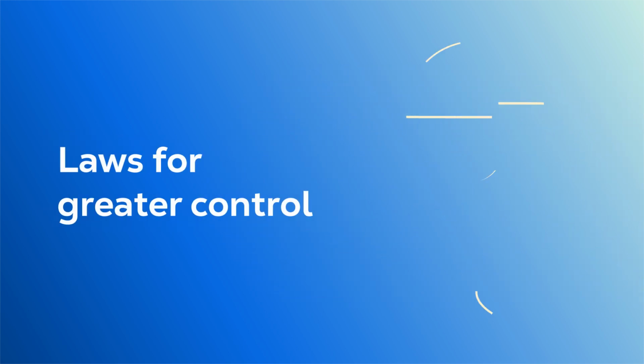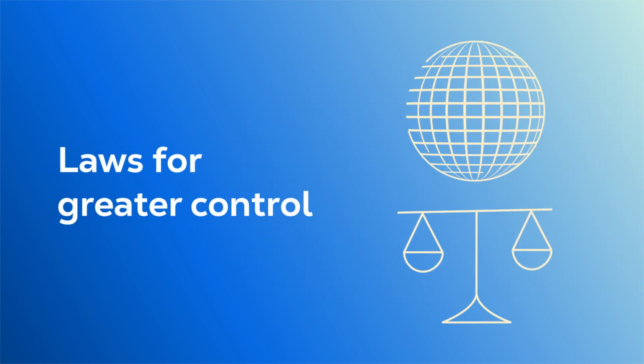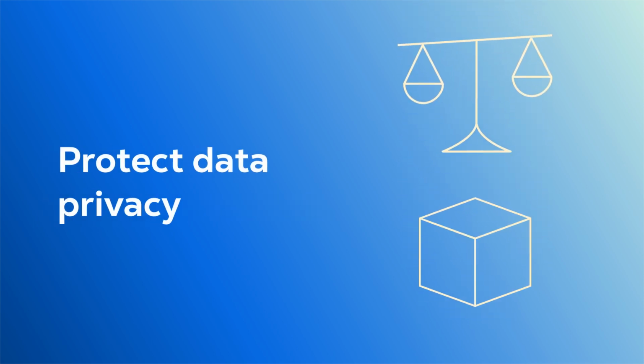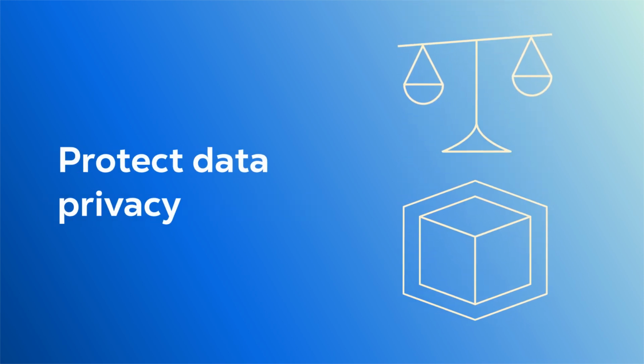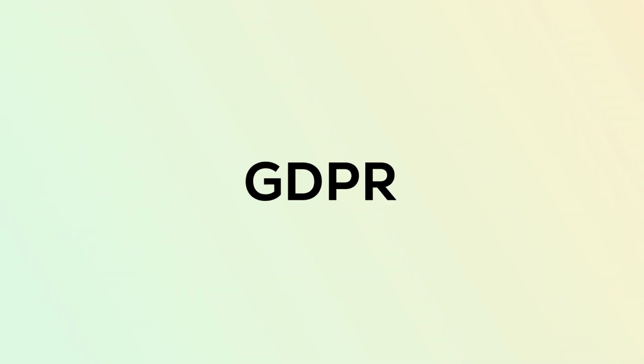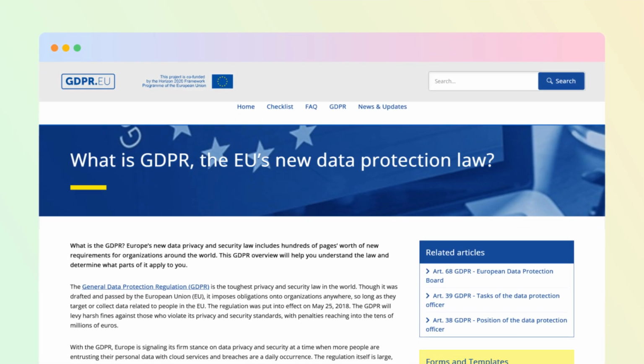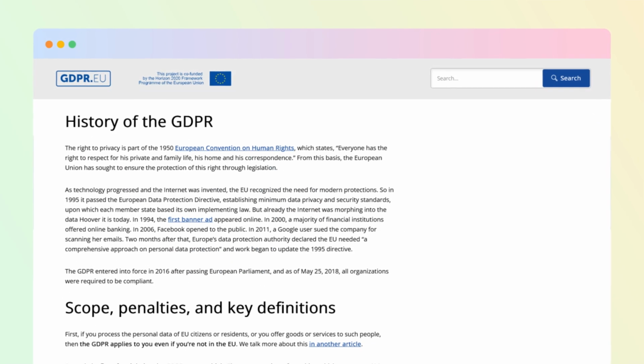Many countries have already enacted laws for greater control and oversight of data to comply with local regulations and to protect data privacy. Let's take a look at one of the more widely known examples, the General Data Protection Regulation, or GDPR. Effective since May of 2018, the GDPR has become an essential component of EU privacy law.